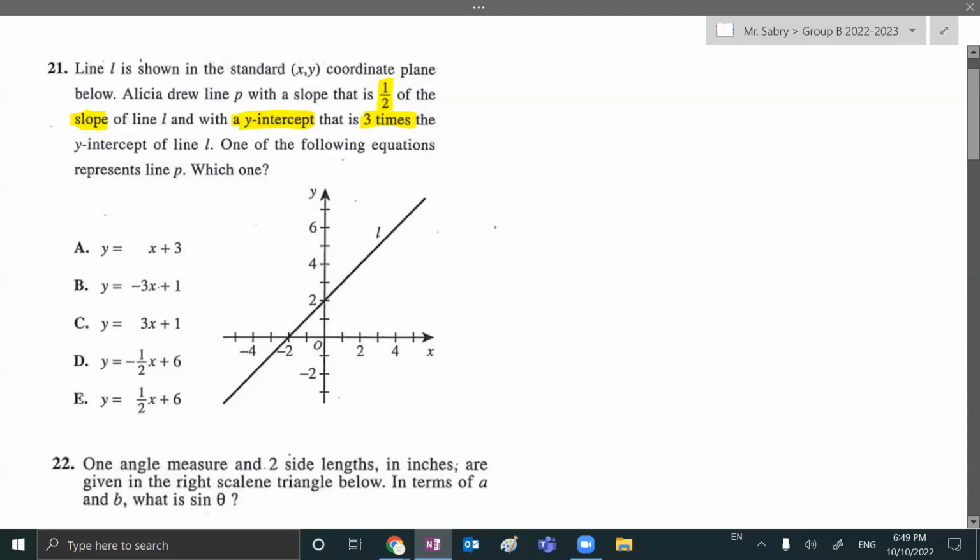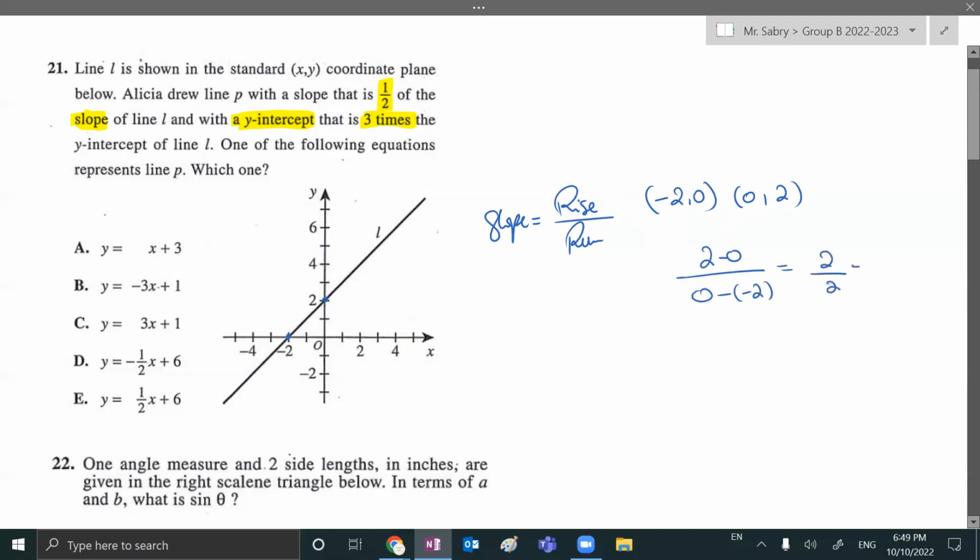I'll first start with the slope. So how do I find the slope? The slope, whenever I'm given a graph or points or a table, it's rise over run. I can either use 2 points, for example this point here and this point there, and then use the rise over the run, which means I'll have -2 and 0, that's the first point, and the other point is 0 and 2. Get the rise, which would be 2 minus 0 over 0 minus -2. That's 2 over 2, which is 1. So the slope apparently is 1.